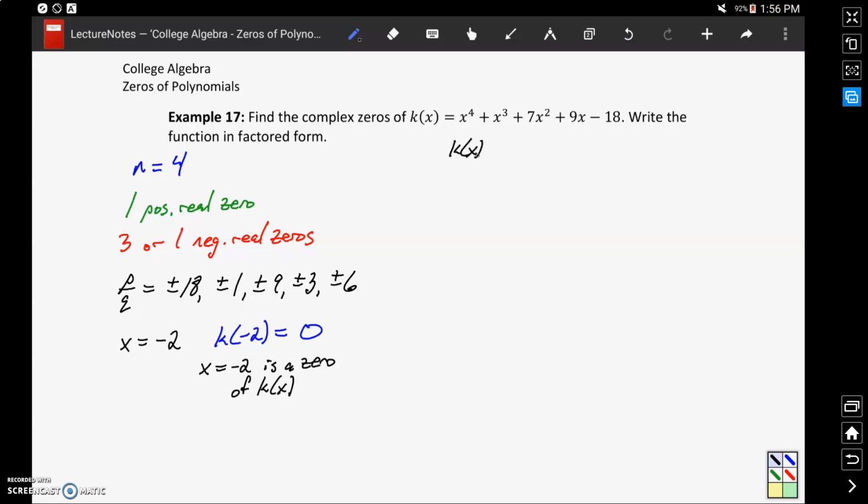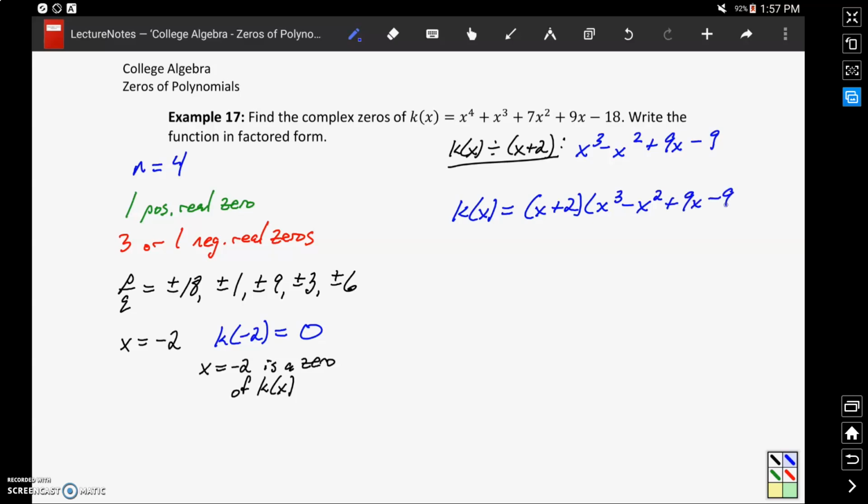From there, then, we would take k of x divided by x plus 2. The result of that synthetic division would give us x cubed minus x squared plus 9x minus 9, meaning our function k of x can be rewritten as the quantity x plus 2 times x cubed minus x squared plus 9x minus 9.